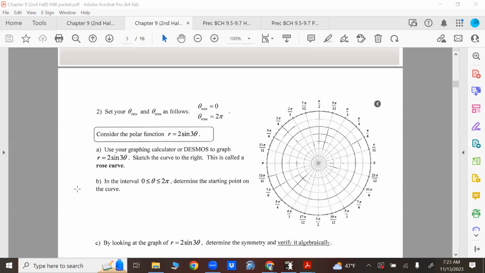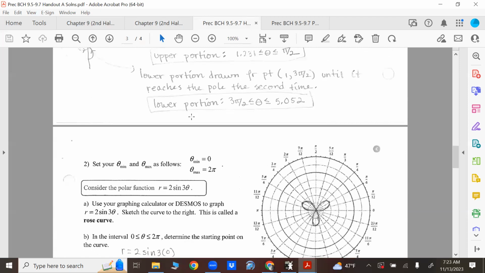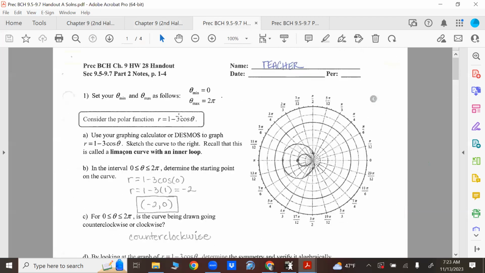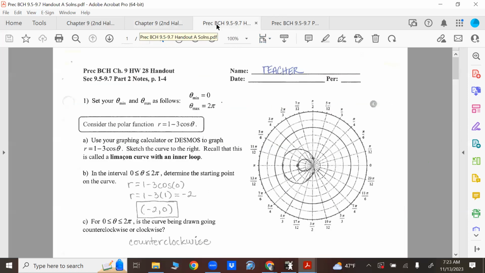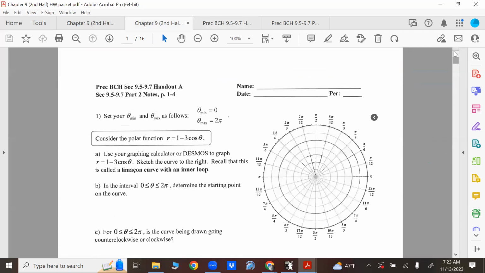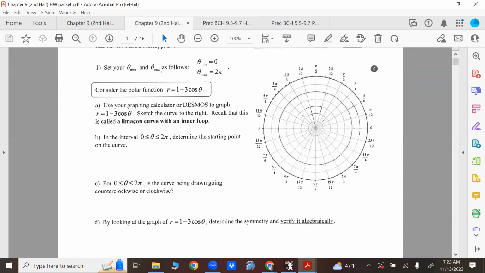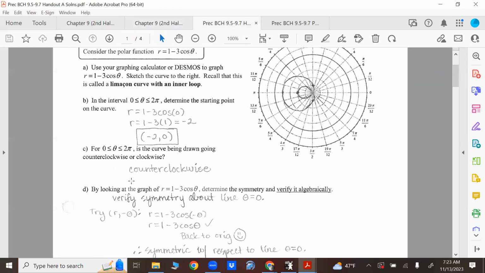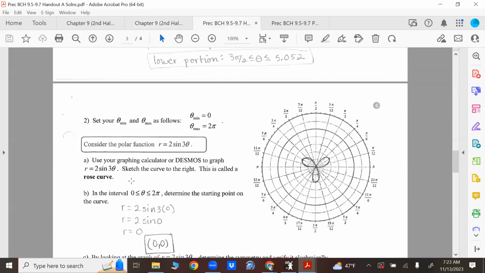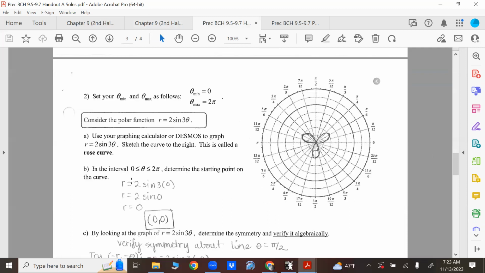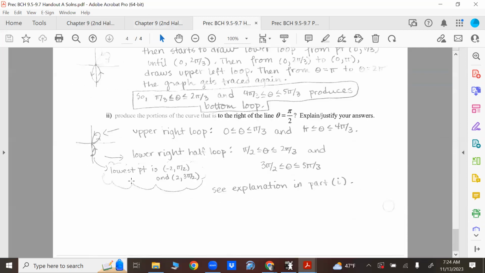Again, taking a look at number 2, I do have the solution key for this, which is right here, which I'll share with you guys. Nope, that's the notes. Hold on a sec. Oh, that is handout A solutions. There we go. So taking a look at this, you have 1 minus 3 cos theta. So that was a limaçon. I'll share this so you guys have access to this. And then two is a rose. We're not ready for that yet. Actually, I'm not going to assign that. Never mind.